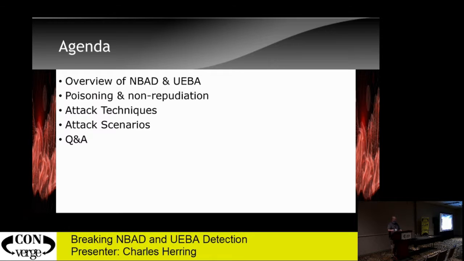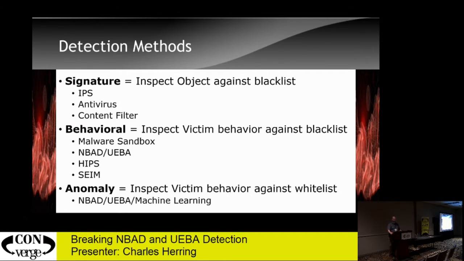What we're going to hit on today is how does NBAD work, how does UBA work very quickly, the relationship between data poisoning, baseline poisoning, non-repudiation, how to protect against those things. We're going to go into some specific attack scenarios and tactics, and then we'll open up to Q&A. This deck is up on Twitter, so I'm at Charles Herring, or if you go to charlesherring.com, I'll take you to my LinkedIn page. You can download the deck. It has the code in it for the exploits.